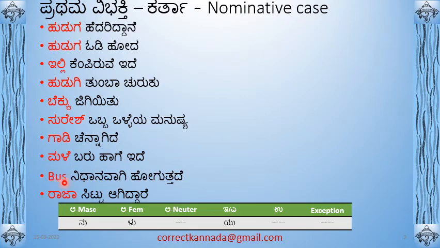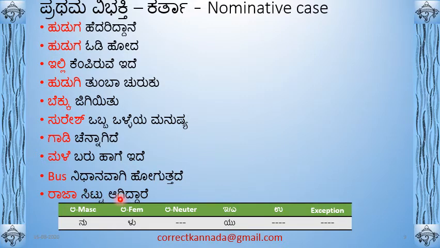Bus nidanavagi hoguttade. Nidanavagi means slowly. The bus is going slowly. Bus is in nominative case, and when bus is the subject, it's nominative case, so no suffix needed. Right? Raja, name of a person. Raja sittu agiddare. Raja means king. Sittu means anger, angry. Agu is to become. So sittu agiddare. Raja has become angry.